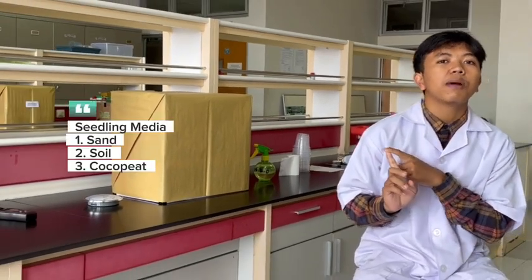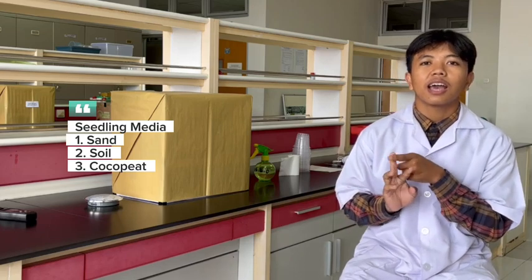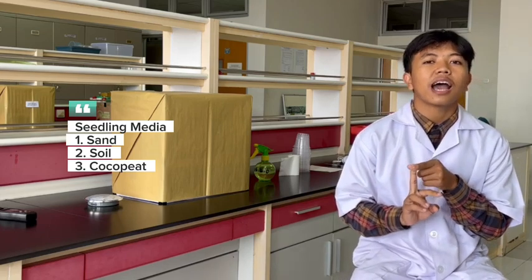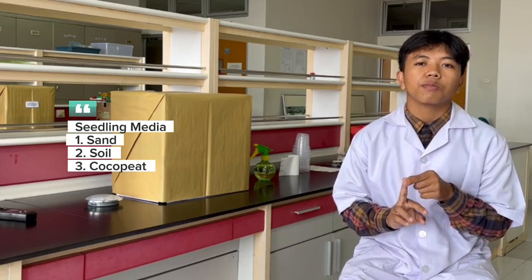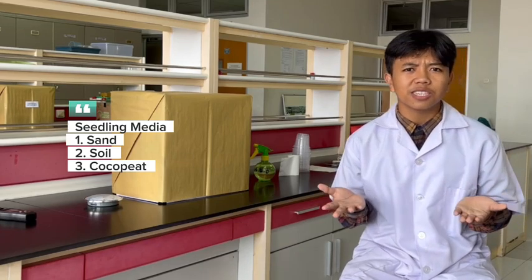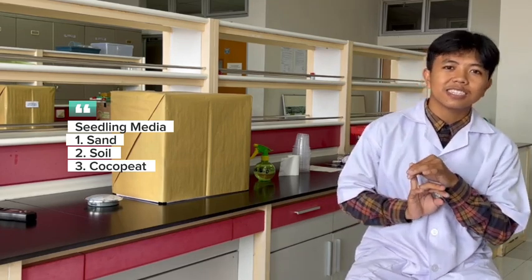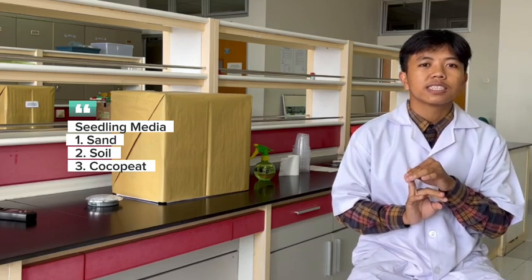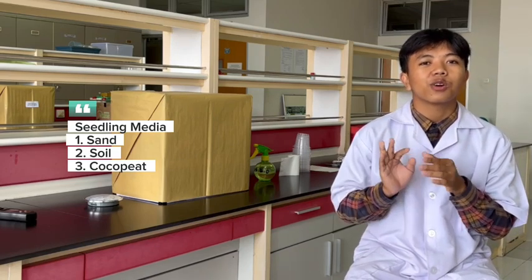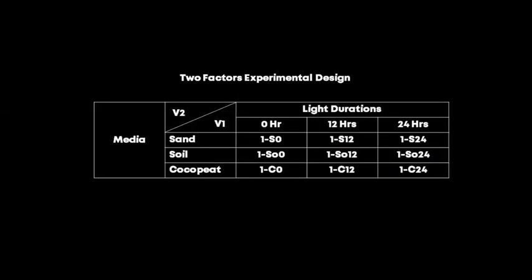And for seedling media, I also have three variations. The first variation is sand, and the second is topsoil that I collected from around the laboratory. And the third is cocoa peat. And you can see the detail here.